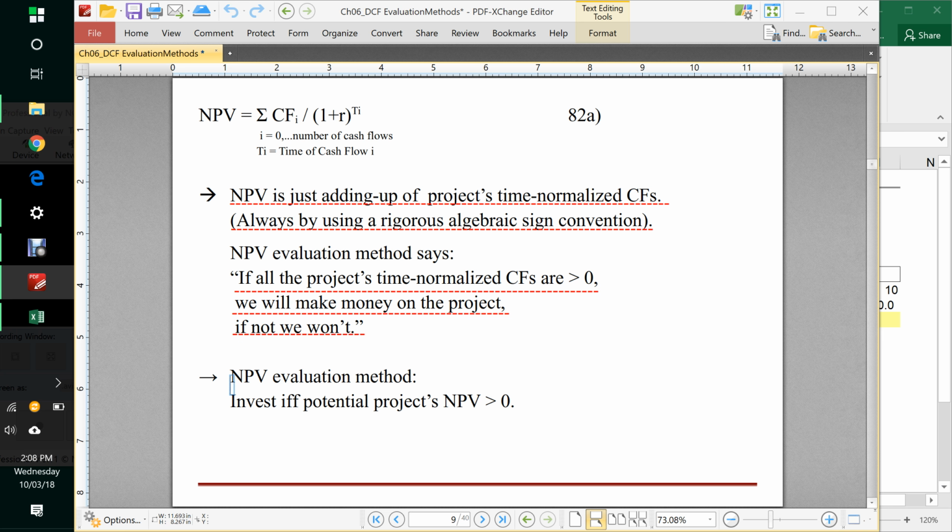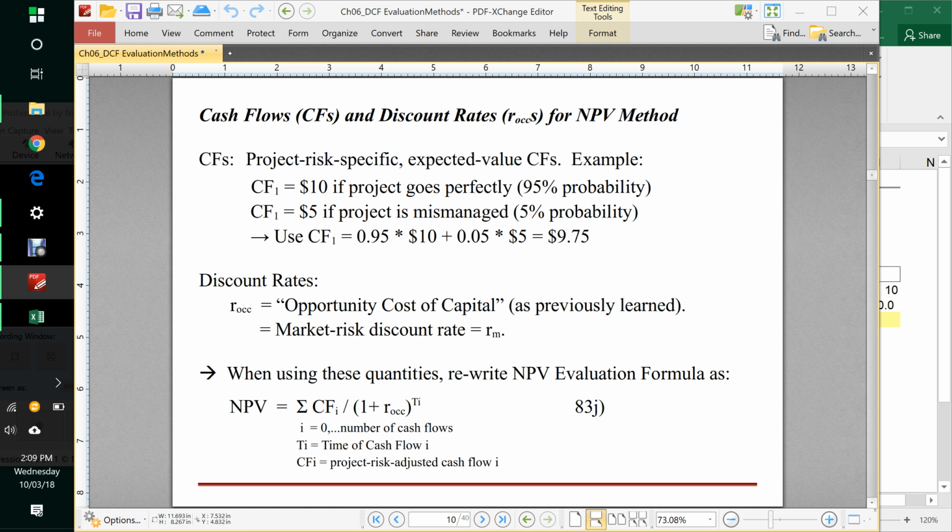Okay, so that's a very cool thing that we get out of this equation. So the evaluation method that we're going to use with the NPV equation is to just say very simply, we're going to invest in a potential project if its NPV is greater than 0, period. No ifs, ands, or buts. So it gives us a really nice way to evaluate projects, okay?